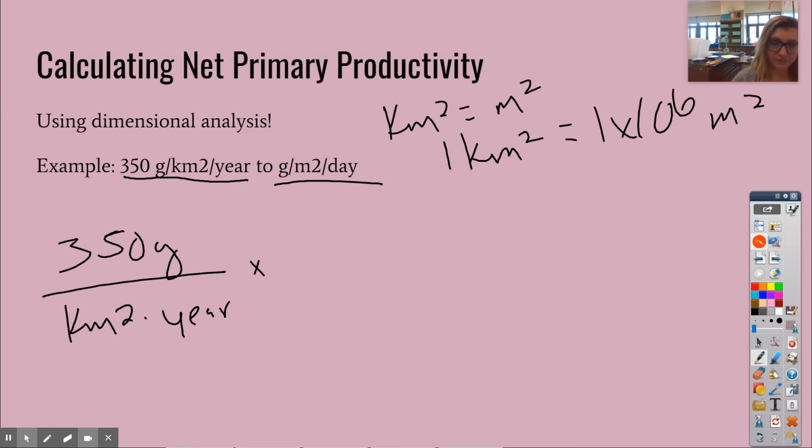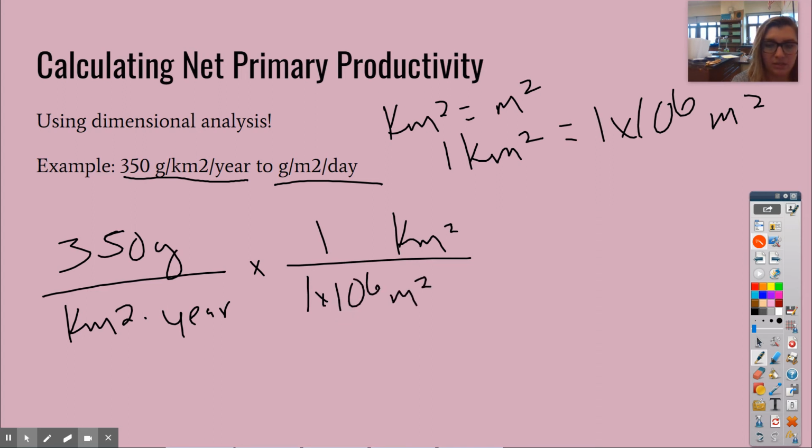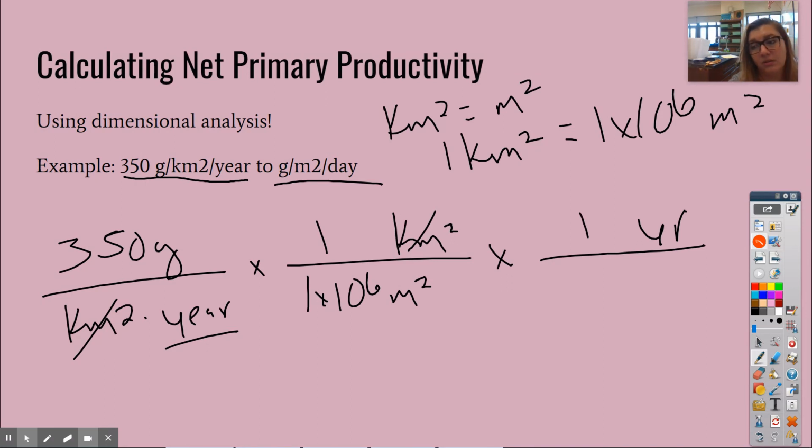meters squared. All right, so we want to put our kilometer squared on top. So we have 1 kilometer squared. We're going to put 1 times 10 to the 6th meters squared. Cancel our units. Now we need to do years into days. So years is on the bottom, so we're going to put year on the top. And in each year, there are 365 days. So you're going to multiply across the top, multiply across the bottom, and I need a calculator.